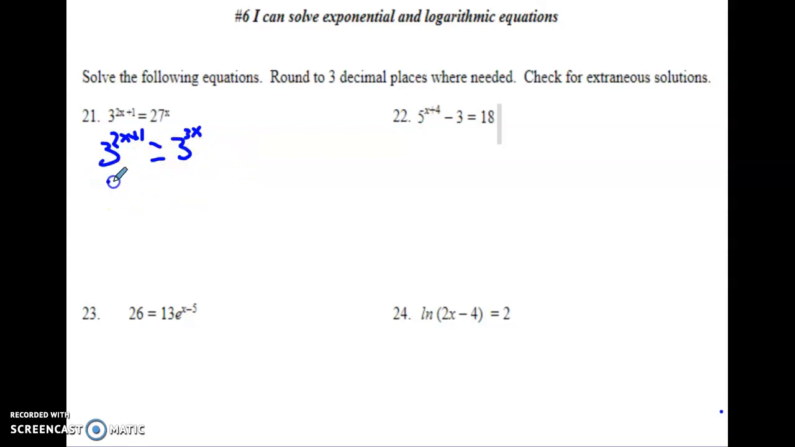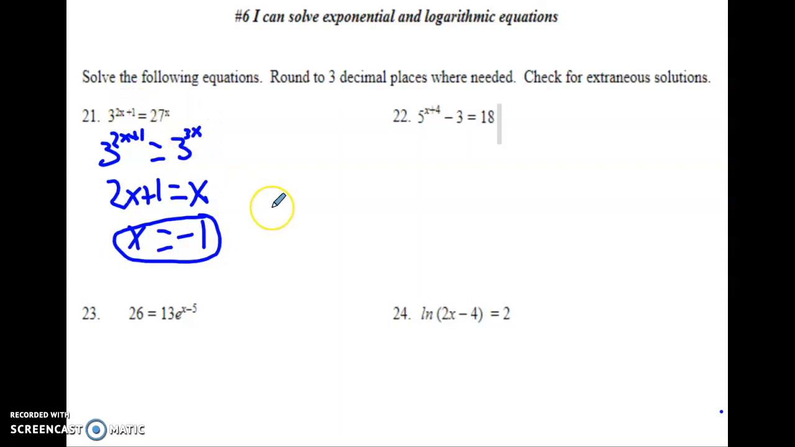Now they have the same base, so I just rewrite it with the exponents equaling each other. So 2x plus 1 equals x. If I minus an x from both sides, I get x over here. And if I minus a 1 from both sides, I get x equals negative 1, which is my answer. Now, I just have to check, if I put a negative 1 in here, will that cause problems? No, it might give some fractions, but it's not going to make any undefined values. So we're good.